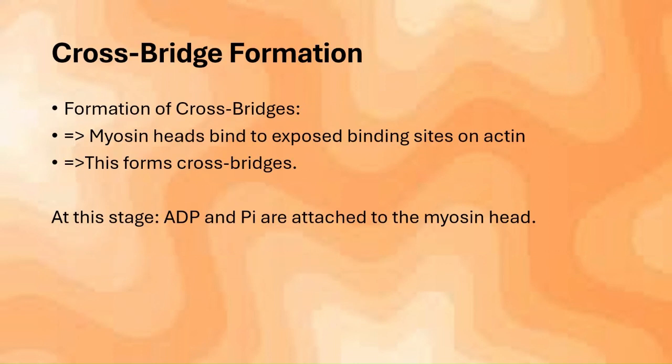So, formation of cross bridges. Myosin heads bind to the exposed binding sites on actin, and this is what forms the cross bridges. At this stage, the ADP and the phosphate are attached to the myosin head.